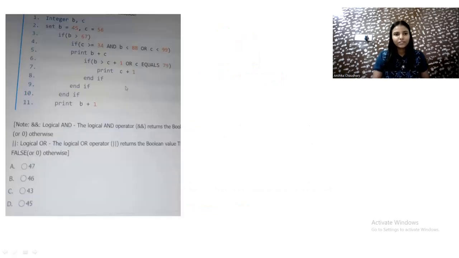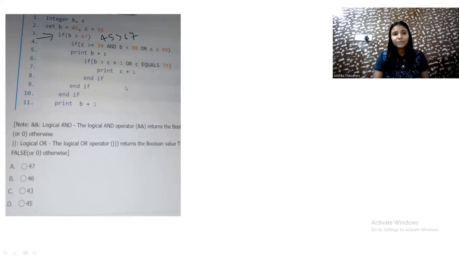So this is the very first question. Here are some integers B and C. Then we have to assign some values to them. B is assigned 45 and C is assigned 56, right? Now the condition is checked here. If B is greater than 67, so what is the value of B? B is 45. So is 45 greater than 67? No, the condition is false.